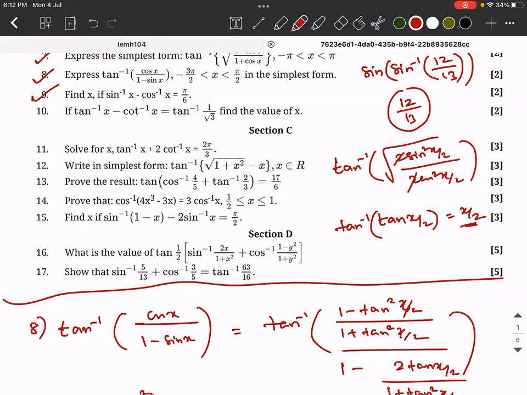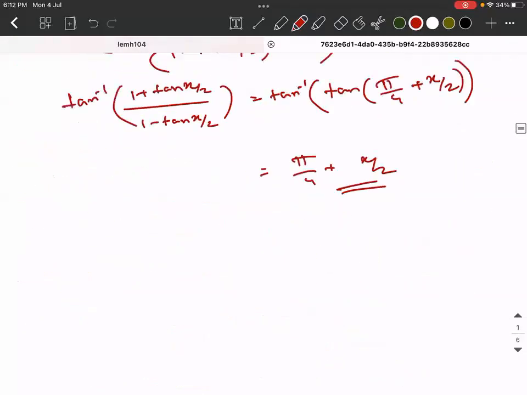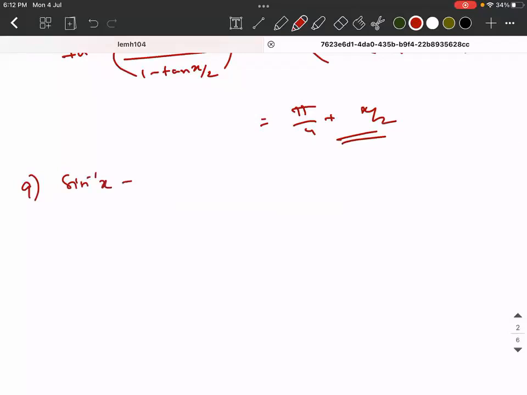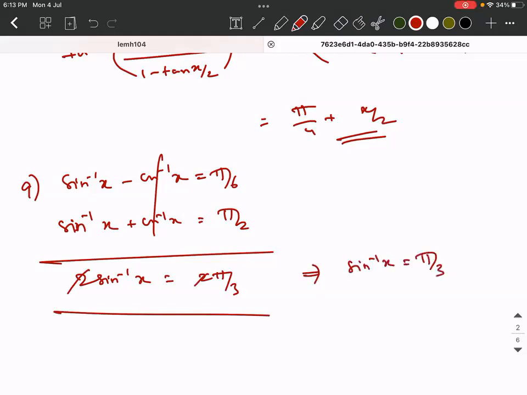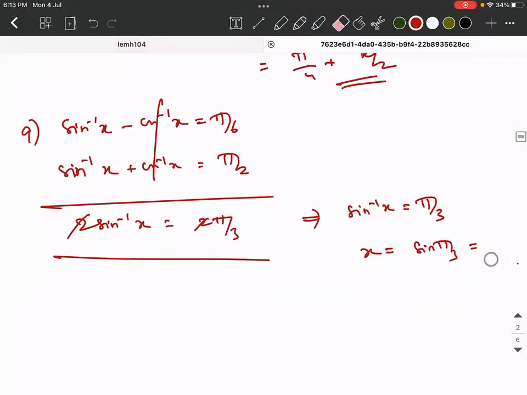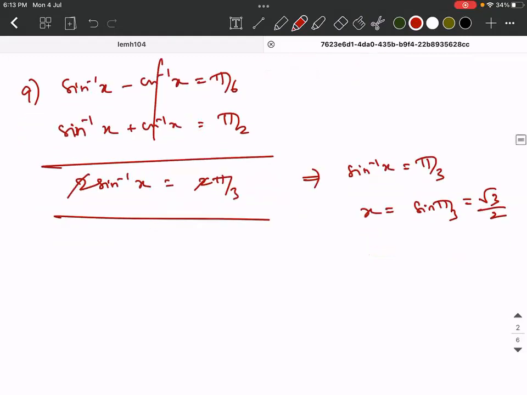9th one, sin inverse x minus cos inverse x is pi by 6. Then find the value of x. We know that sin inverse x plus cos inverse x is pi by 2. So add both, you will get 2 sin inverse x is equal to pi by 6 plus pi by 2. How much is it? 90 plus 30, 2 pi by 3. So 2 and 2 will get cancelled, which implies sin inverse x is pi by 3 and x will be equal to sin pi by 3, which is root 3 by 2. Right? So this is 9th one.